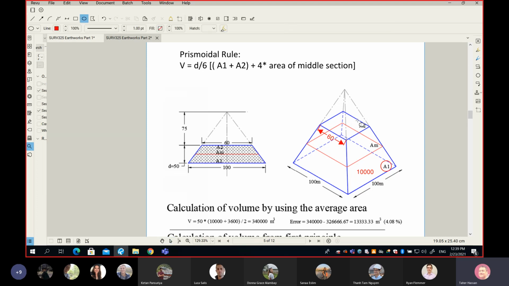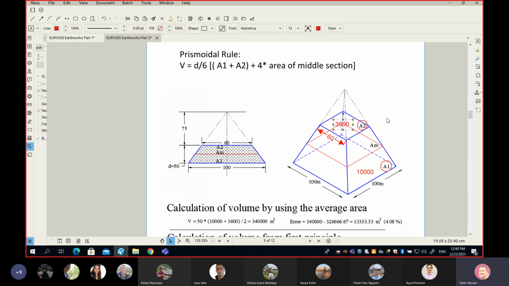Can anybody help me with A2? And where is A2? Here is A2. It's the area of the other side. Any help? 3600. Thank you, sir. It's a square, and 60 times 60 is simply 3600.